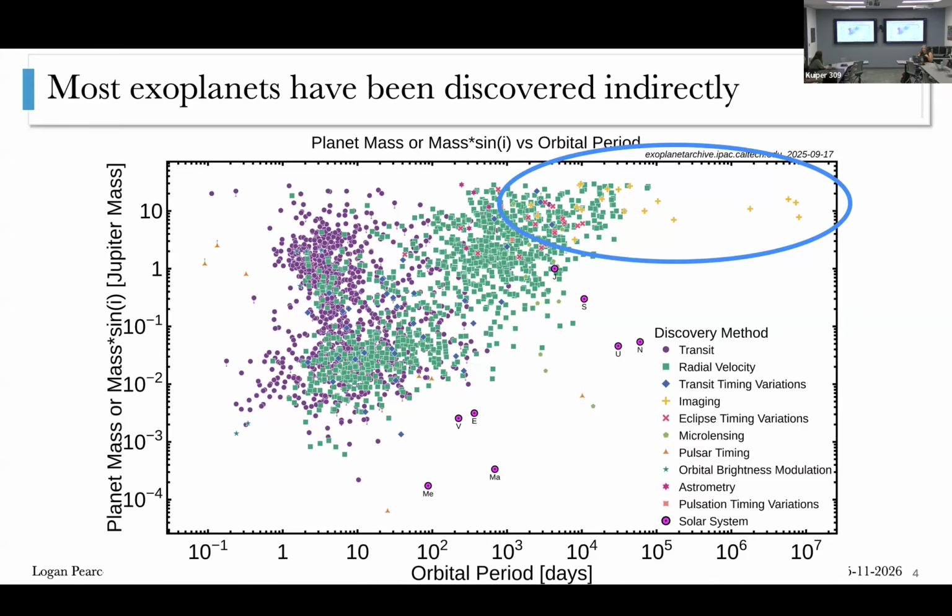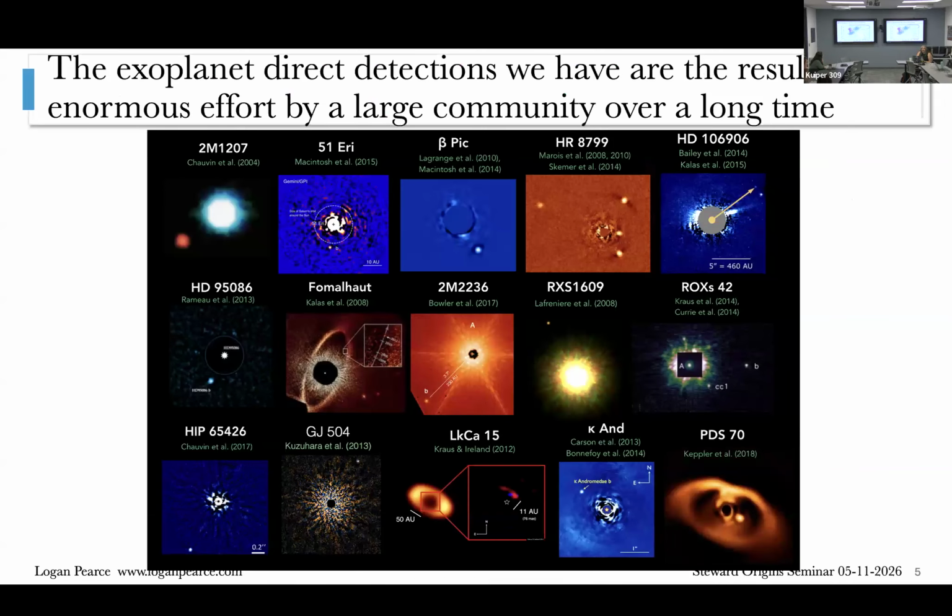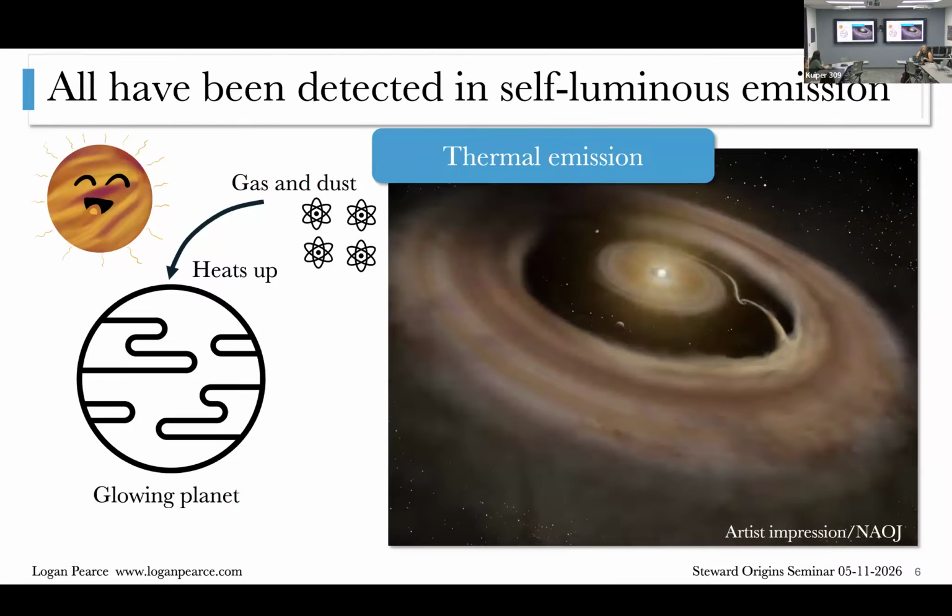For direct imaging, we are up in this regime where there are wide separation giant planets and brown dwarf companions. And it looks like there's not very many, and there aren't very many that have been directly detected. But I want to emphasize that the fact that we can do this at all is remarkable. And it represents an enormous effort by a large community over a long amount of time. And so even though it looks like it's been less successful, it's incredible that we can do this at all because planets are very faint and stars are very bright.